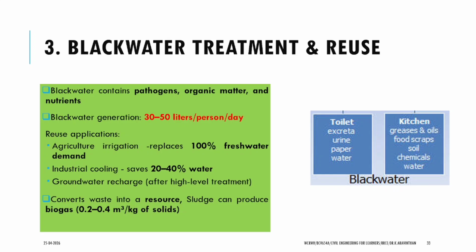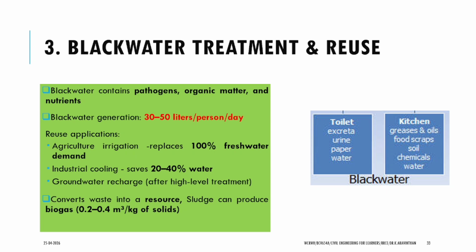Now it replaces 100% of freshwater demand in agriculture. For industrial purposes, not only in households, it saves 20 to 40% of water. Groundwater recharging can also be done by this black water, which converts it into a resource. Sludge reduction can produce biogas.